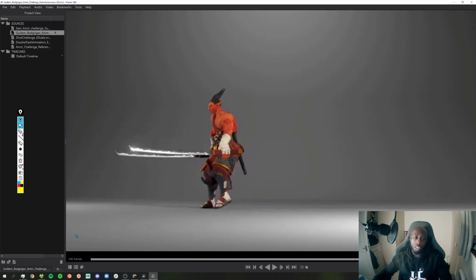And the way that you can adjust the timing on this animation is, firstly, compare it to the reference. Make sure that your settings in Maya are the same as your reference footage. So if your reference footage is at 30 frames a second, make sure that your Maya scene is at 30 frames a second, so you're best able to match it pose for pose.